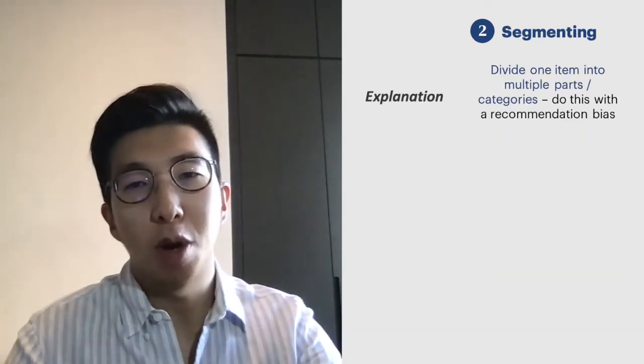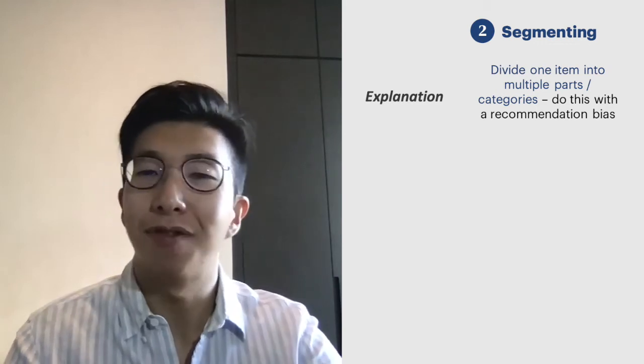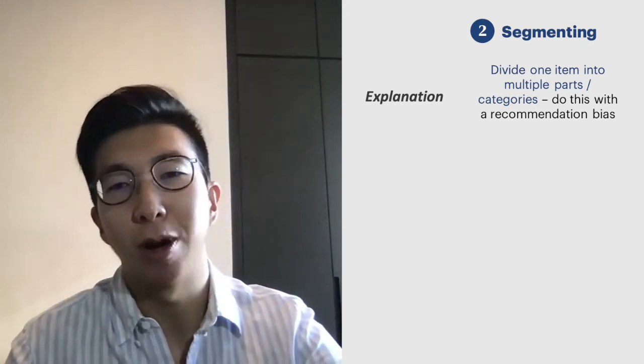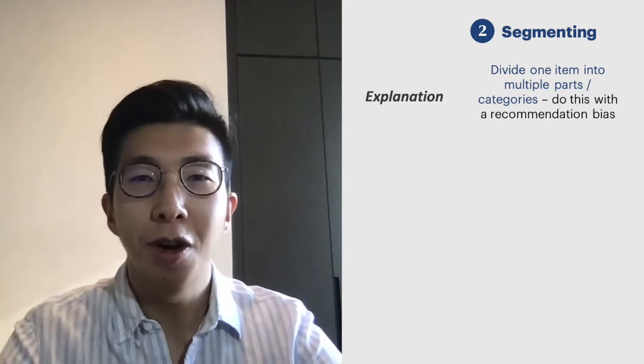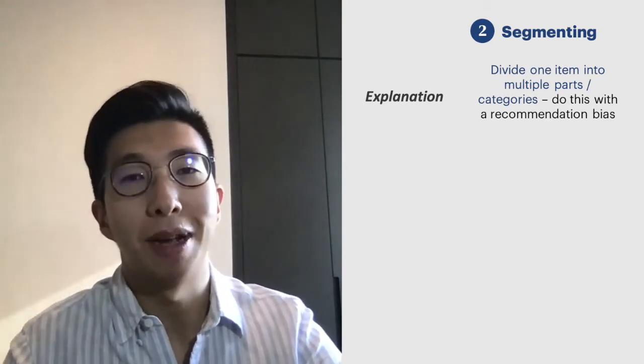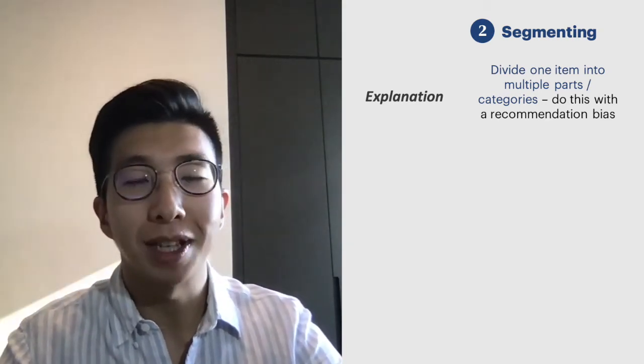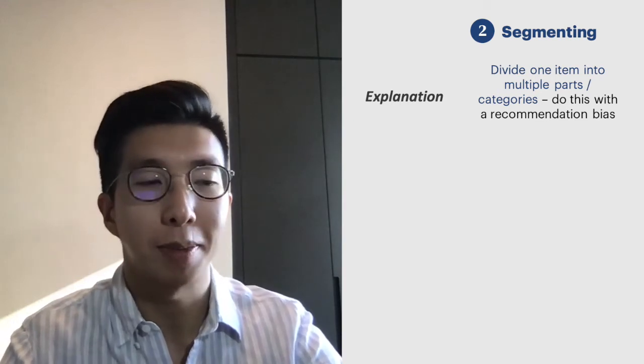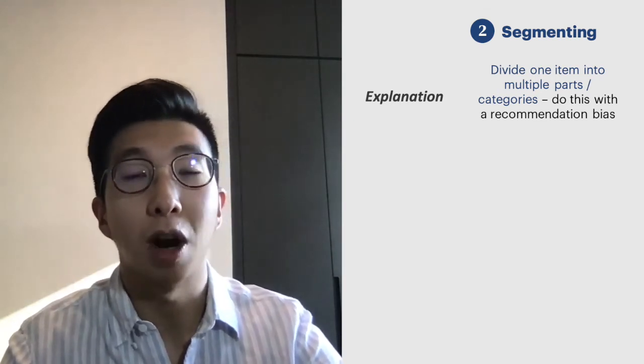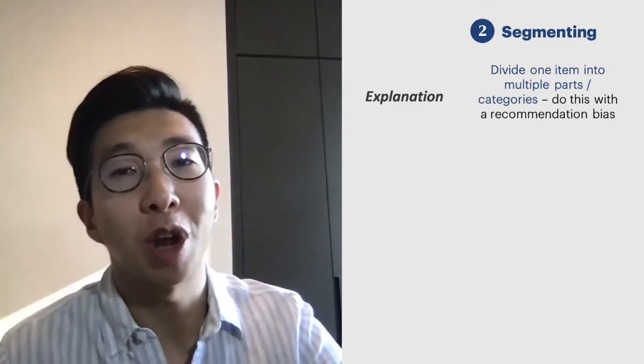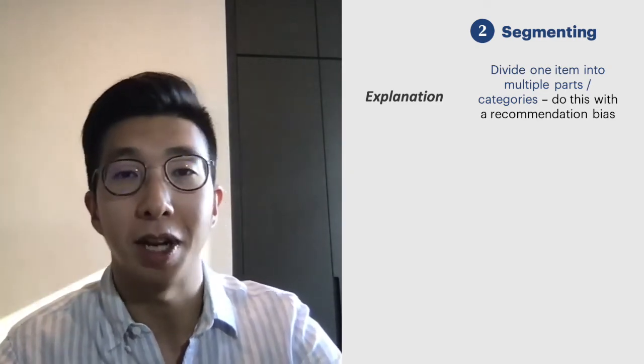Second concept I want to talk about is segmenting, which is dividing one item into multiple parts or categories. And here, it is important that you do this with a recommendation bias. What this means is when you take something and split it into segments, you want to make sure that these segments are unique enough so that you can generate recommendations for each of them depending on your insights.